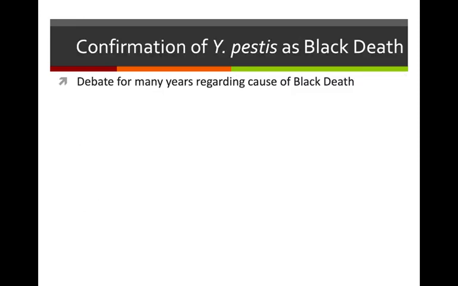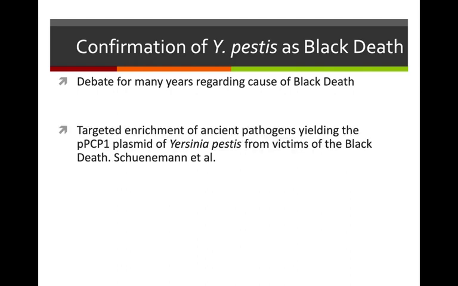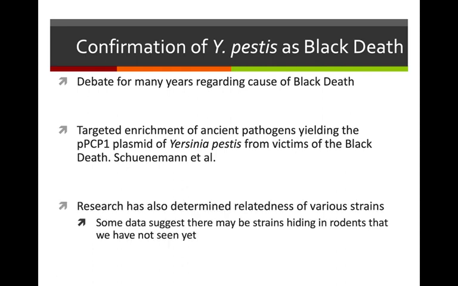Scientists for a long time were not entirely certain about what actually caused the Black Death. Finally, after a lot of analysis of corpses known to have died during the Black Death, scientists were able to amplify some DNA that belonged to Yersinia pestis. And so that gave the confirmation that Yersinia pestis was the cause of the Black Death.